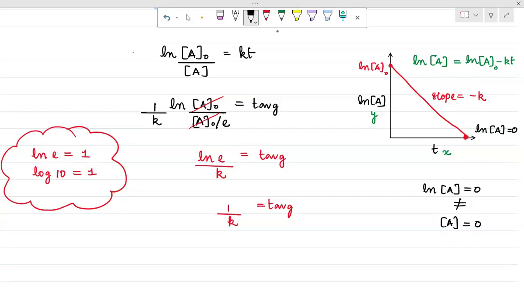Fine. So this is a point where the ln of the concentration can be equal to 0. Fine. Okay, so let's take some questions.